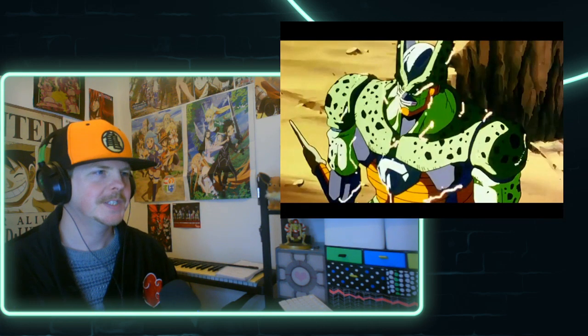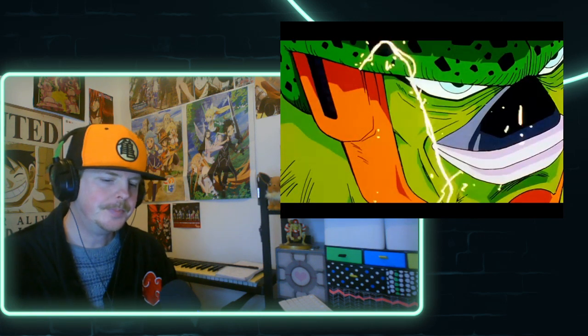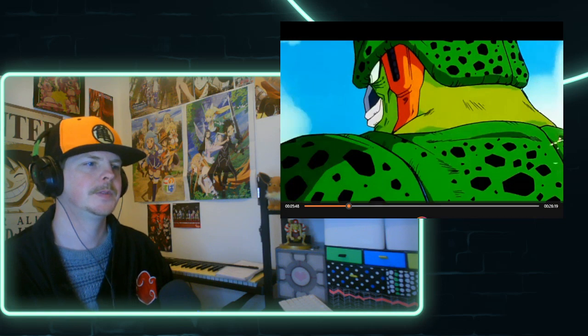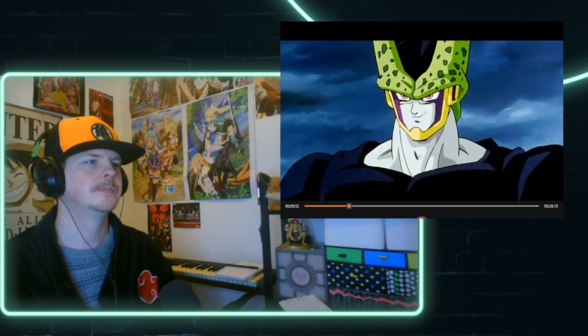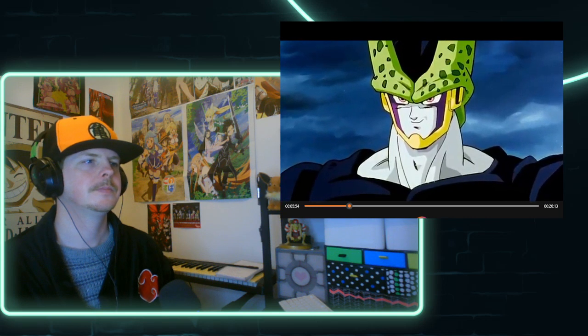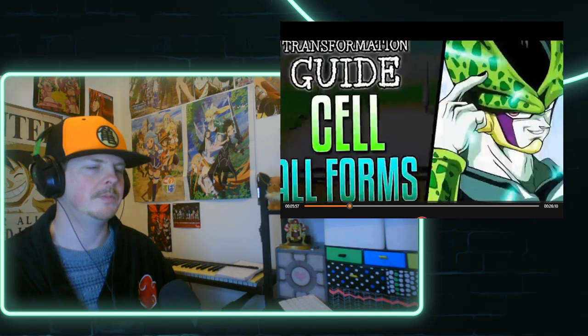Cool. Both of these forms, first and second form Cell, have the long head, which is supposedly a Namekian trait inspired by Piccolo. Finally, perfect Cell is like a big cockroach mixed with Magneto or something. I suppose it's the way the wings open up, innit?